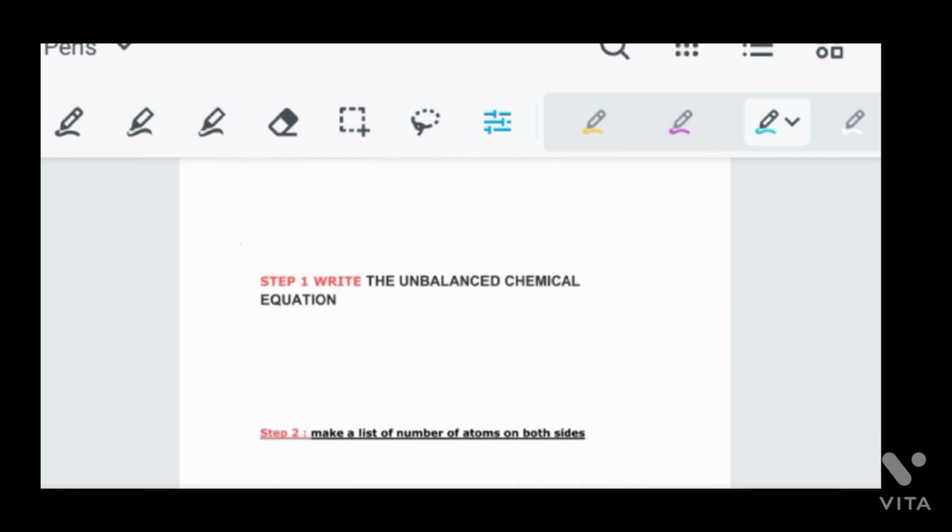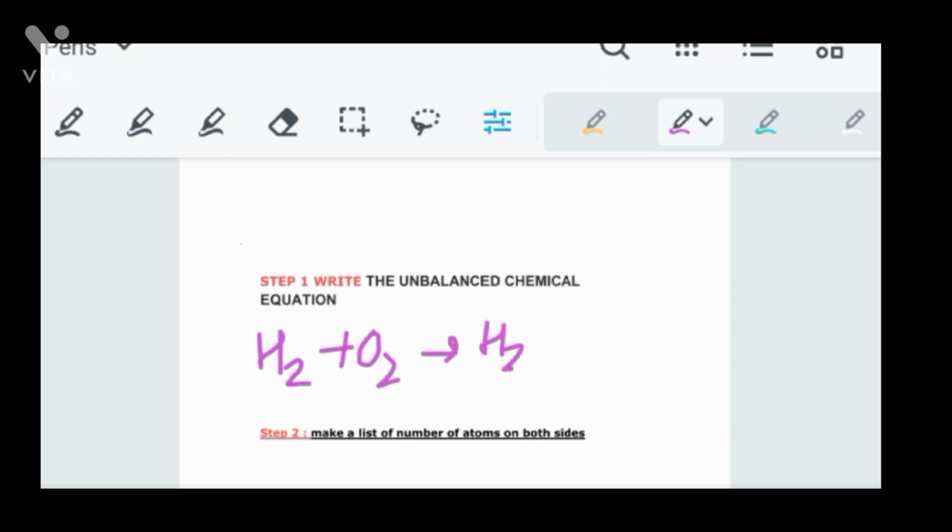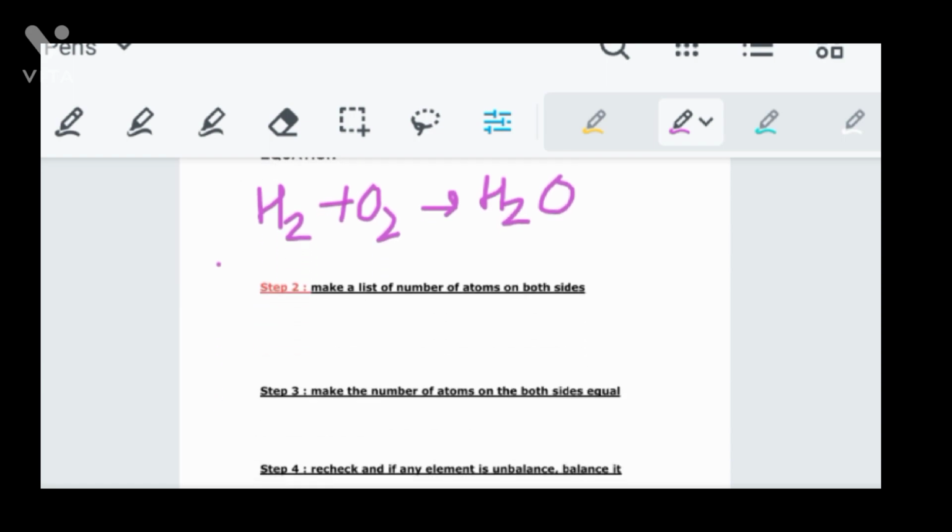So step 1, write an unbalanced equation. For example, I take hydrogen gas reacting with oxygen gas, which gives water. Now we are going to make a list of the number of atoms on both sides, hydrogen and oxygen. Here we have two hydrogen, and here also we have two hydrogen. Here we have two oxygen, but here we have only one oxygen.